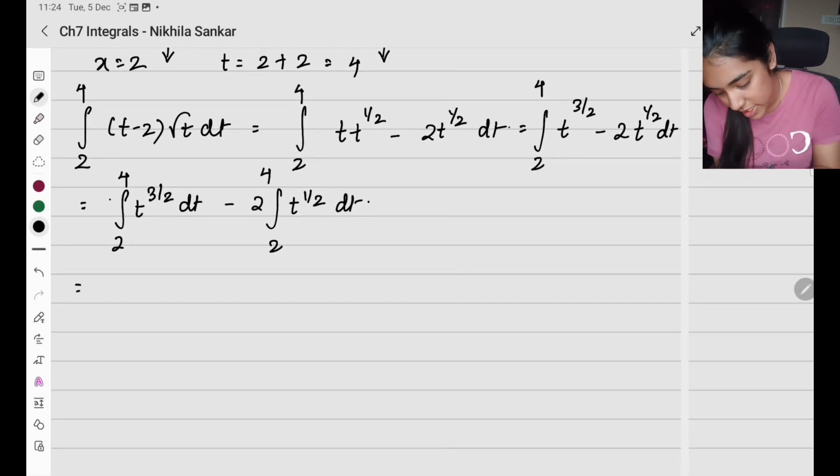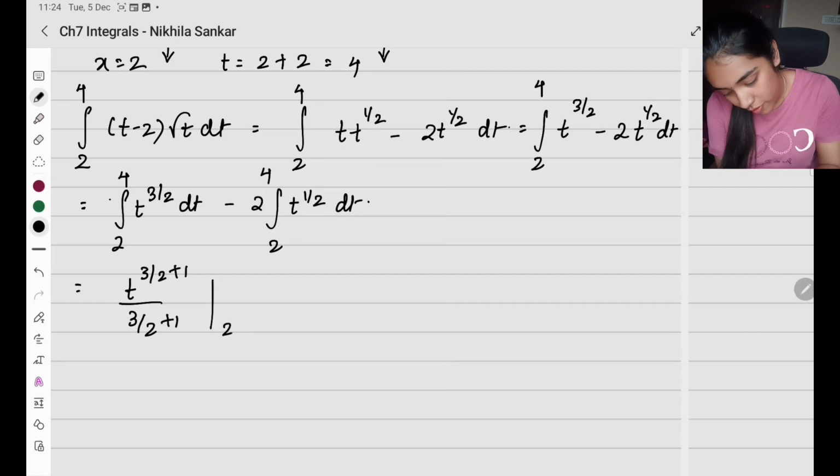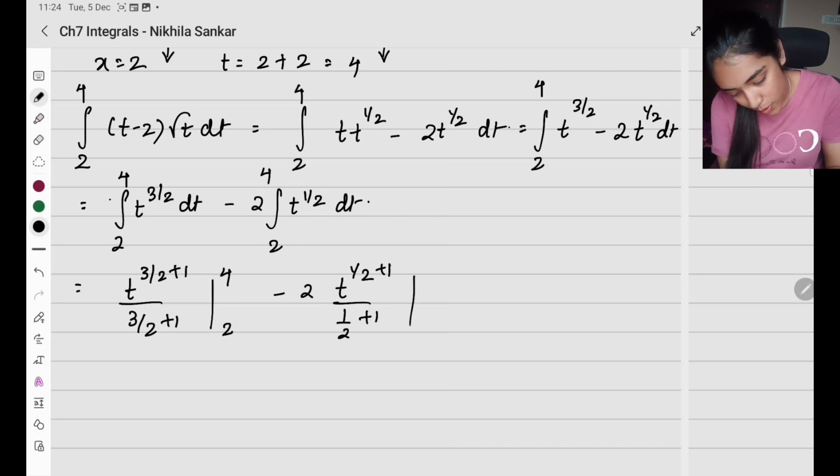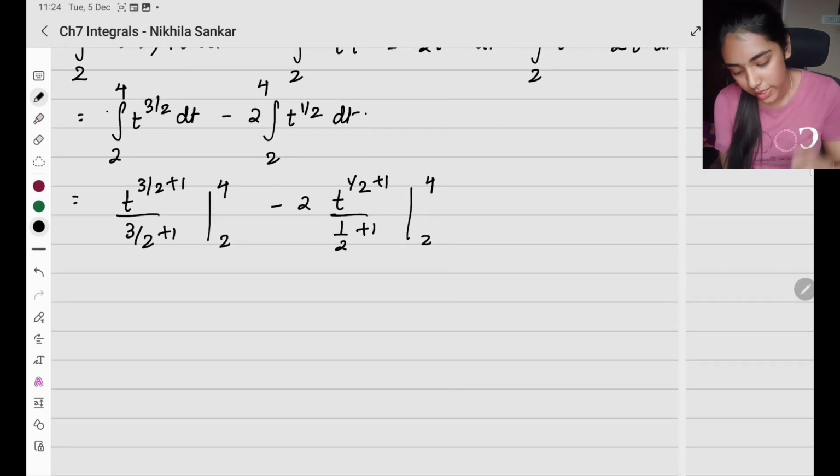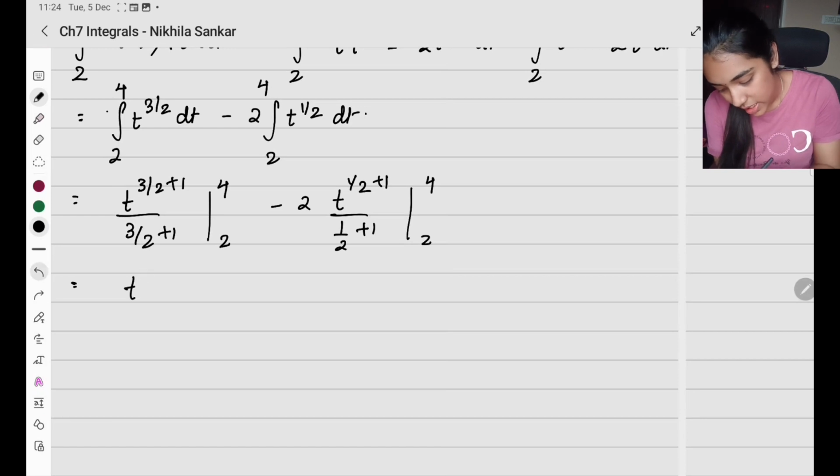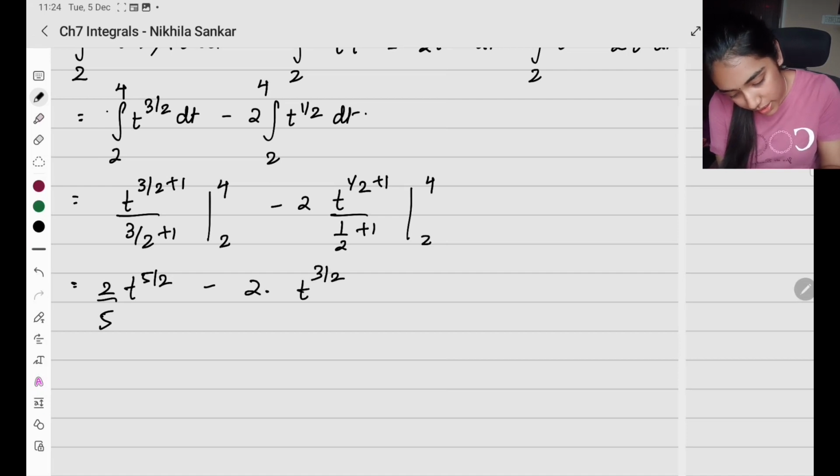So when I simplify this, I have t to the power 3 by 2 plus 1 from 2 to 4, minus 2 times t to the power half plus 1 from 2 to 4. Okay, when I solve this, 3 by 2 plus 1 is going to be 5 by 2, divided by 5 by 2, which when taken to the numerator becomes 2 by 5. Understood? Minus 2 times t to the power 3 by 2 divided by 3 by 2 becomes 2 by 3. So 2 by 3 from 2 to 4.